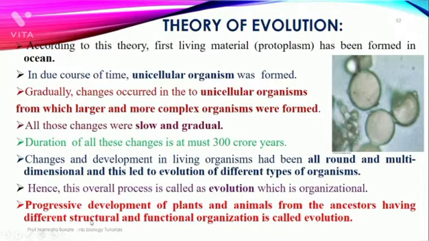According to this theory, the first living material, the theory of evolution, what is it? The first living material is protoplasm. It has been formed in oceans. The first living material formed, where did it form? It formed in the oceans. Okay, if you know what is meant by protoplasm, then we will understand the concept further.